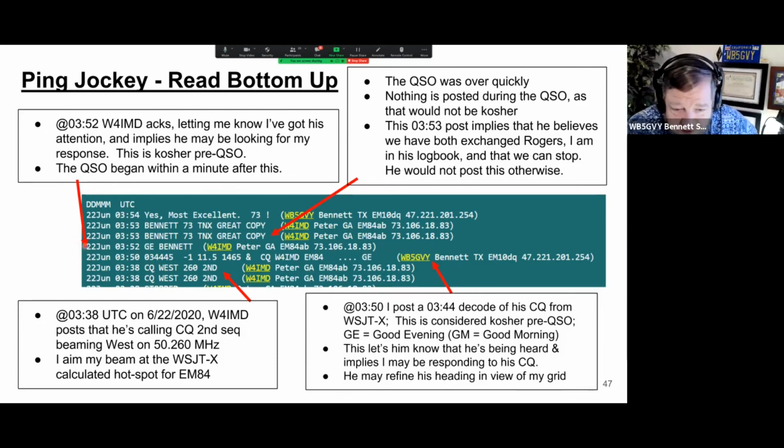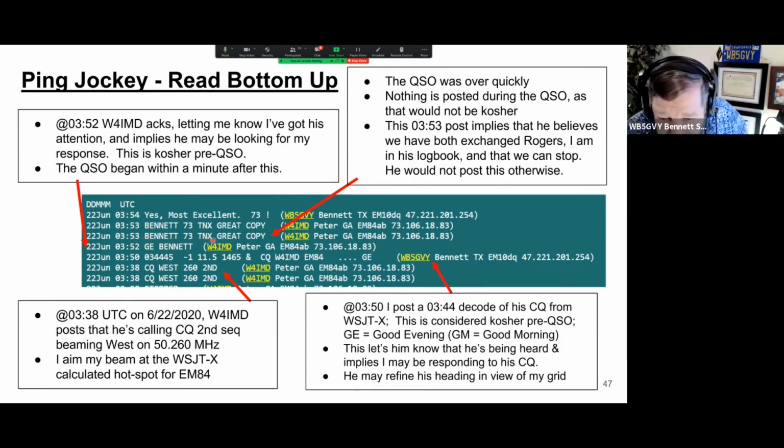And then here we see at 3:52, about 2 minutes later, he just says, "Good evening, Bennett." And so he's just letting me know that I've got his attention. And it sort of implies that he's probably going to be looking for my response, because there's an implication when I posted the spot that I was probably initiating a call with him.